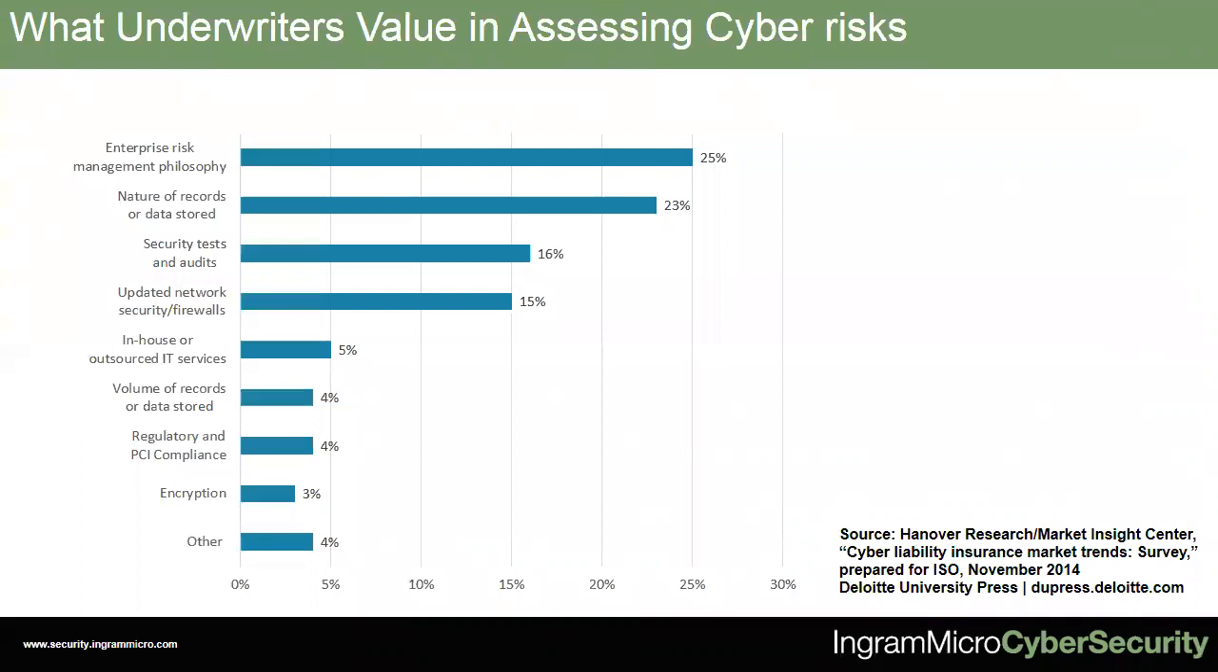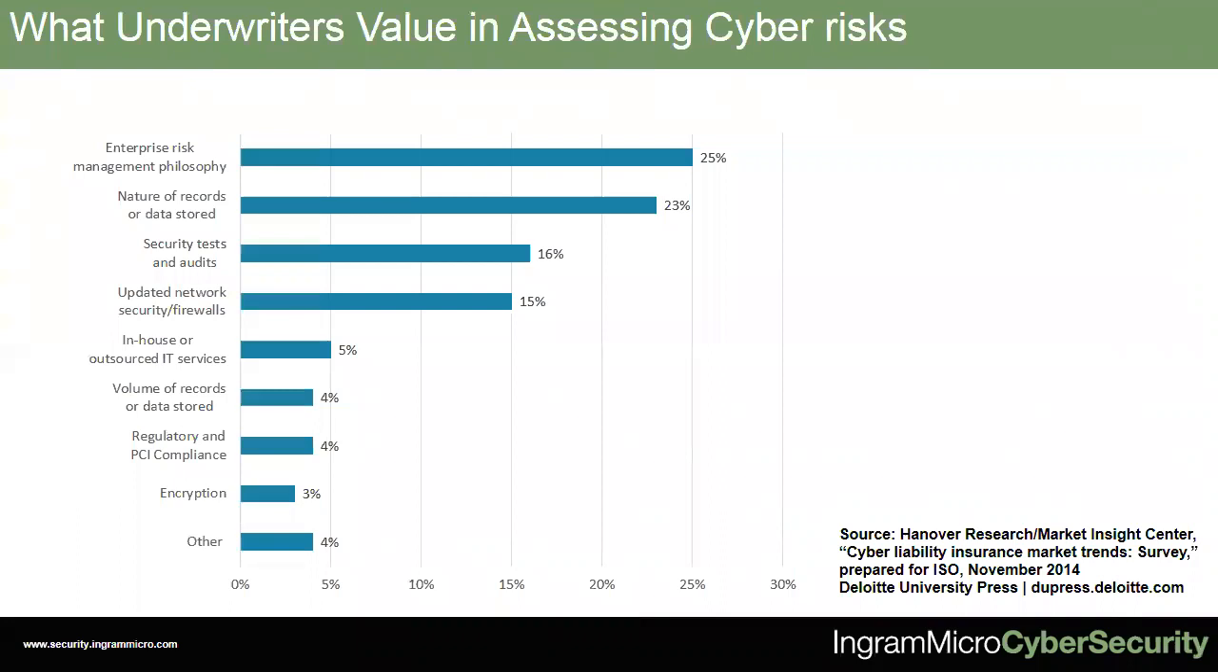Then the third point, 16%, is about security tests and audits. When they are assessing your organization, they see how frequently you do security tests and security audits. That shows that if you are doing it regularly, there are reports, and you will definitely be securing your organization and taking steps after looking at the vulnerable areas. Then 15% value is on updated network security firewalls. When they find that your security devices and network devices have updated patches and updated operating systems, they value that as well.